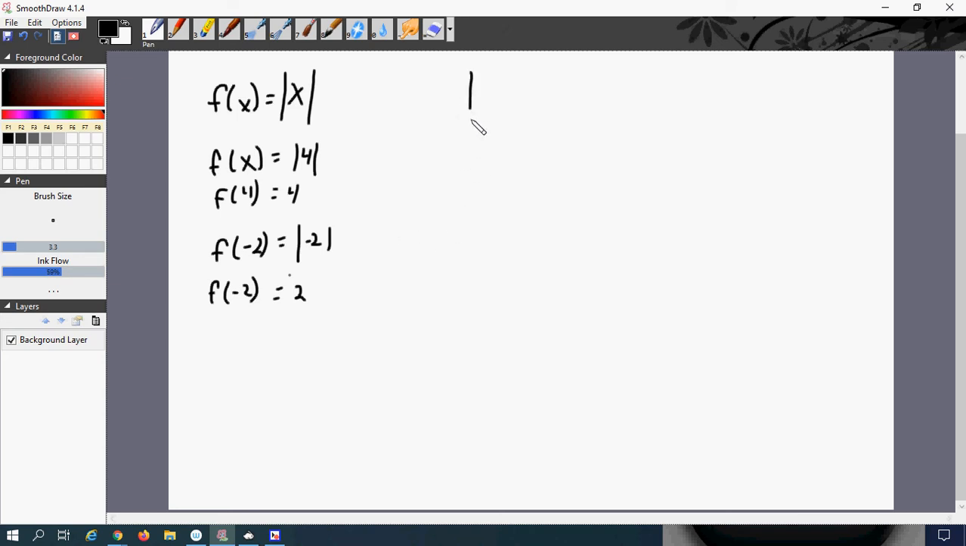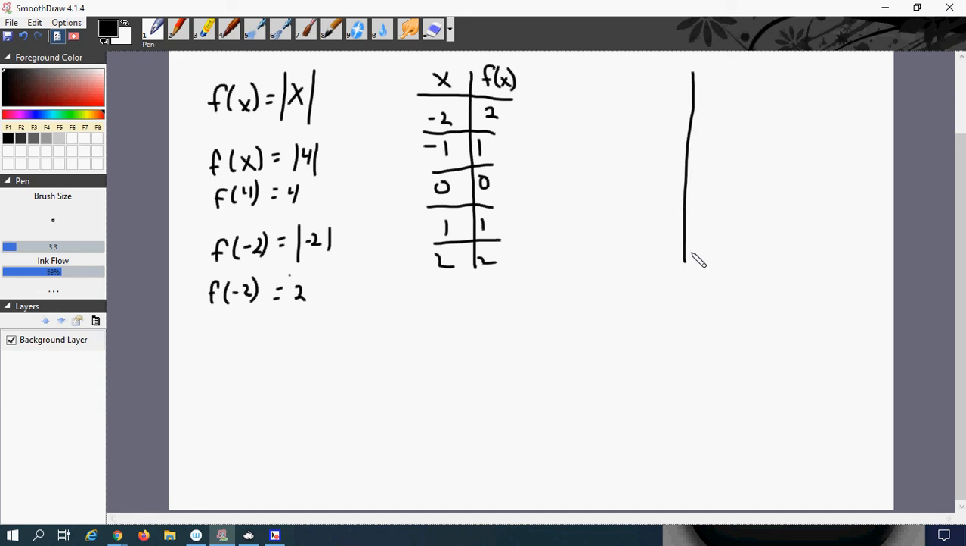So if we made a table of the absolute value, x and f of x, and we did negative 2, negative 1, 0, 1, and 2. So here are our values. And so you get 2, 1, 0, 1, 2. So here's what my table looks like. Then when I graph it, it looks quite different than most graphs. So I go over negative 2, up 2. I go over negative 1, up 1, over 0, 0, over 1, up 1, and over 2, up 2.